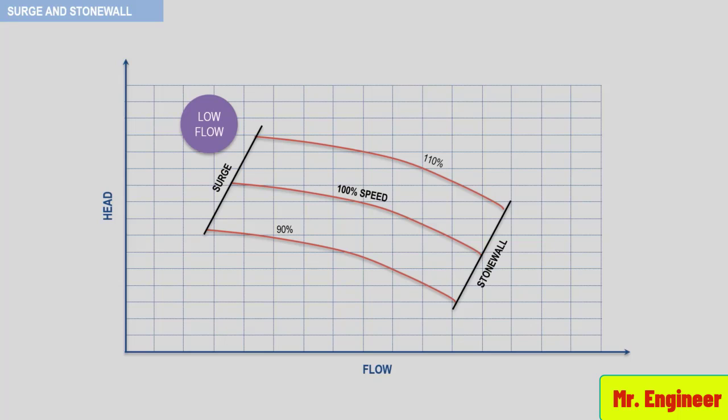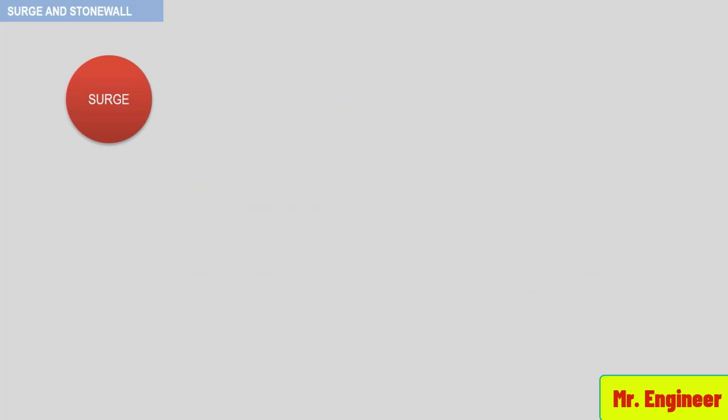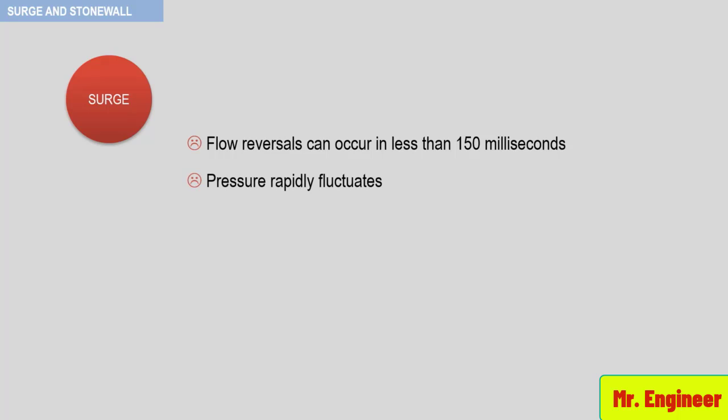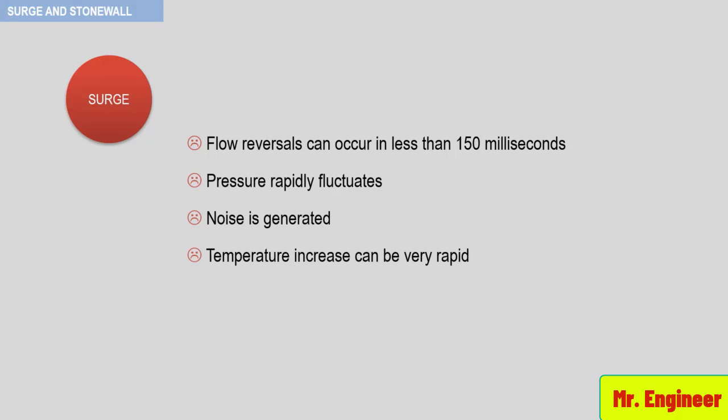It should be pointed out immediately that surge is a system phenomena resulting from the inability of the centrifugal compressor impeller to produce the amount of head that the process system needs. Some facts concerning surge are that it is a high-speed phenomena where flow reversals can occur in less than 150 milliseconds. Pressure rapidly fluctuates, noise is generated, temperature increase can be very rapid, and mechanical damage can occur.